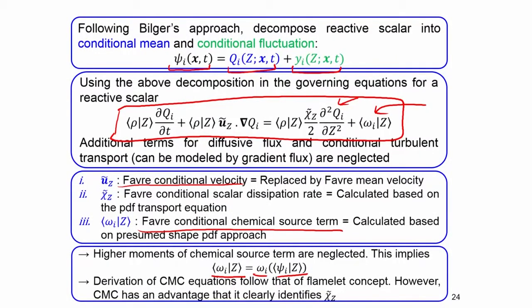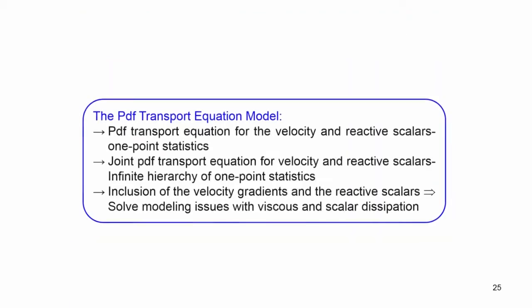So, the derivation of the CMC equation follows that of the laminar flamelet concept. However, CMC has the advantage that it clearly identifies the xi z. So, this is the thing, and next we will go into the PDF transport equation model.